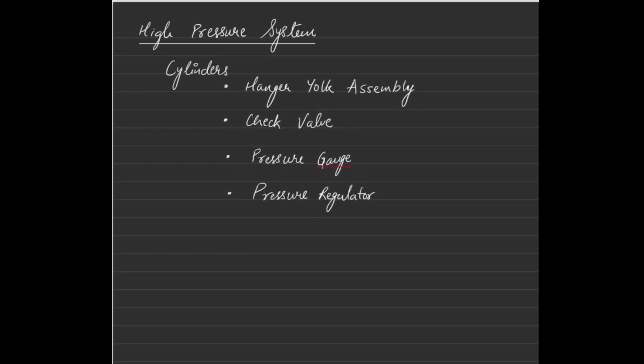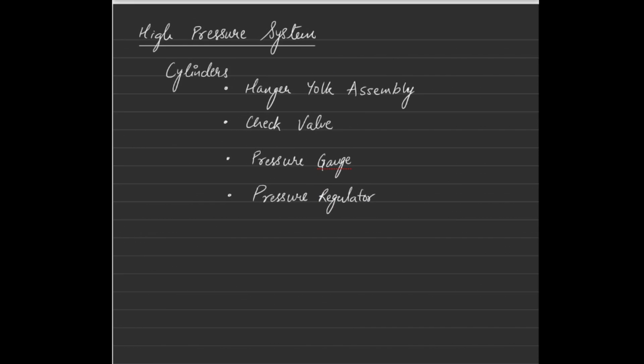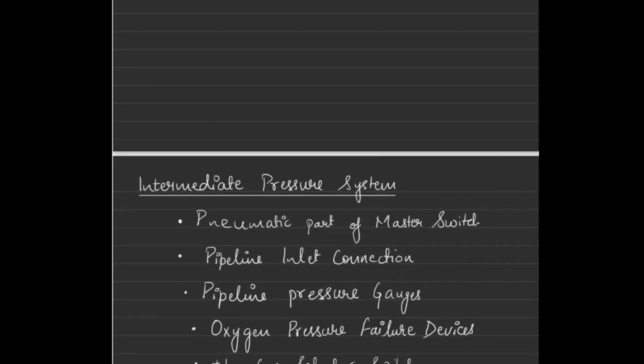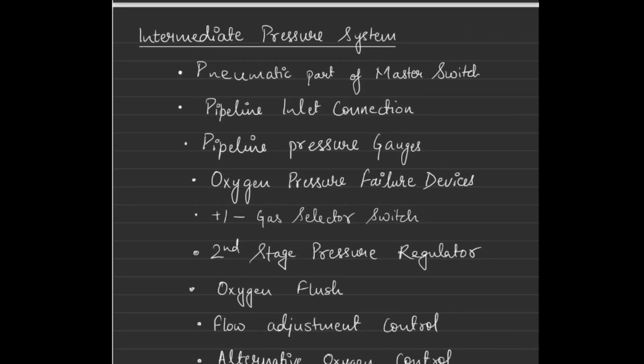We will be discussing the components of each pressure system. The high pressure system receives gases from cylinders, and cylinders are attached to the machine through the hanger yoke assembly. The hanger yoke assembly is a part of the high pressure system. We have a unidirectional check valve, a pressure gauge and a pressure regulator. In the intermediate pressure system, we have the pneumatic part of the master switch. The master switch has both pneumatic and electrical parts. The pneumatic part comes under the intermediate pressure system.